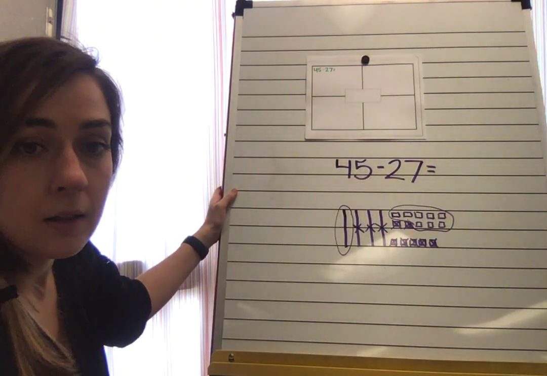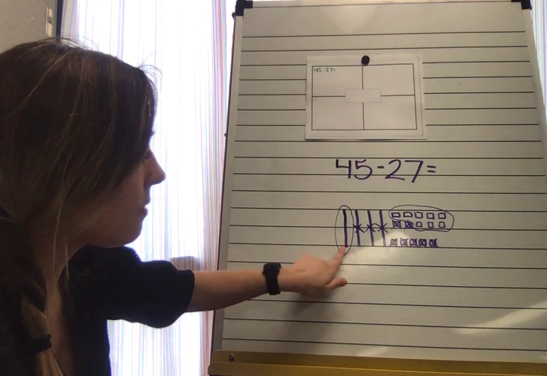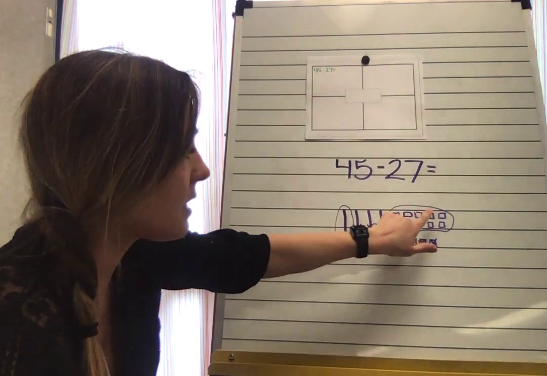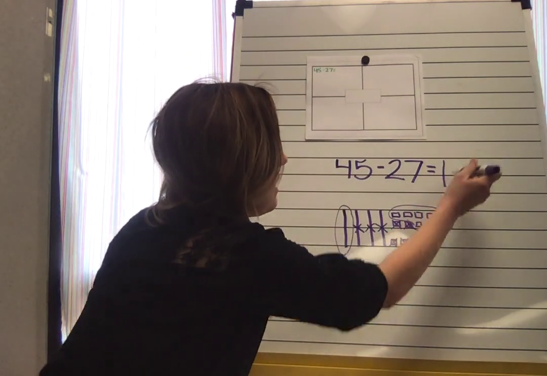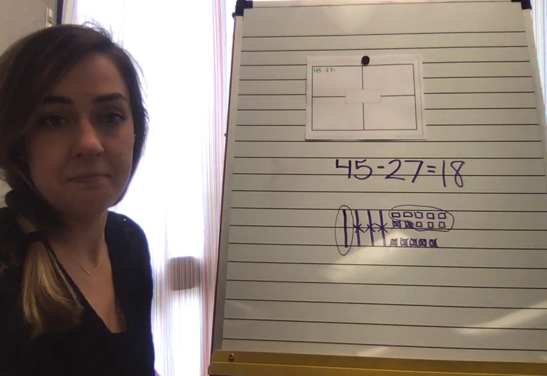All right, then I'm going to add up what I have left. Let's add it up. Ready? 10, 11, 12, 13, 14, 15, 16, 17, 18. So our answer is 18. All right.